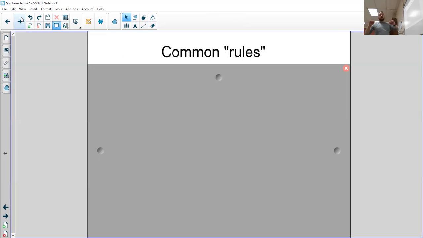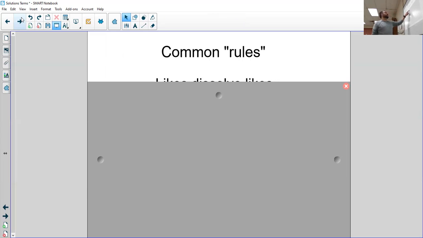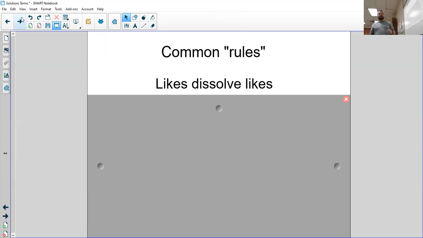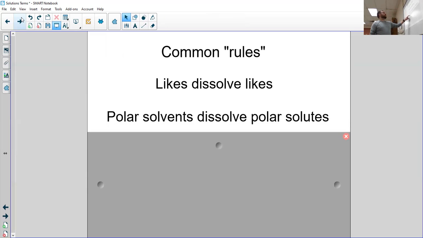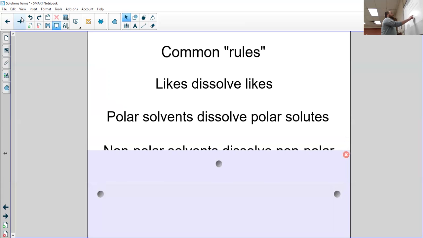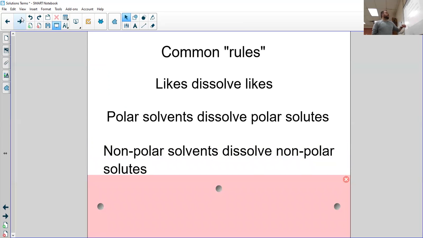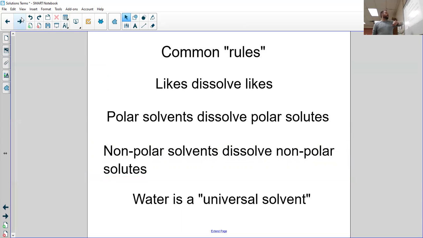So we have some common rules with solutions as well. So we have like dissolves like. So things that are like each other will dissolve things that are like them. We also have polar solvents dissolve polar solutes. So this is where like dissolves like comes in. So if you have a polar solvent, you can use a polar solute in that solvent to dissolve it. We have nonpolar solvents dissolve nonpolar solutes, so kind of the opposite of that one. So it's still like dissolves like. And then we have water is our universal solvent.